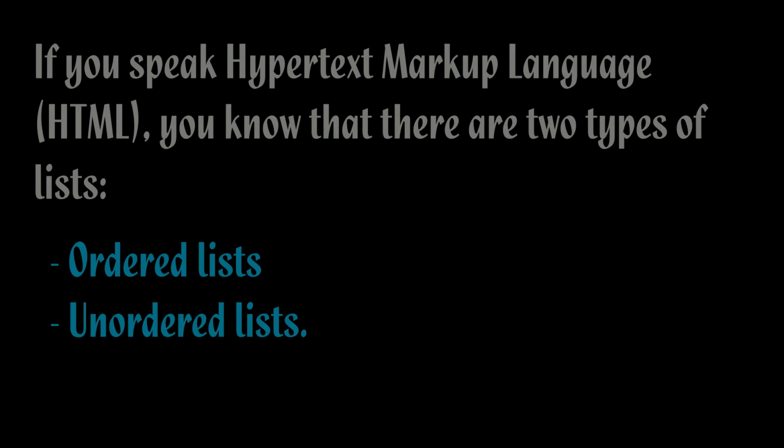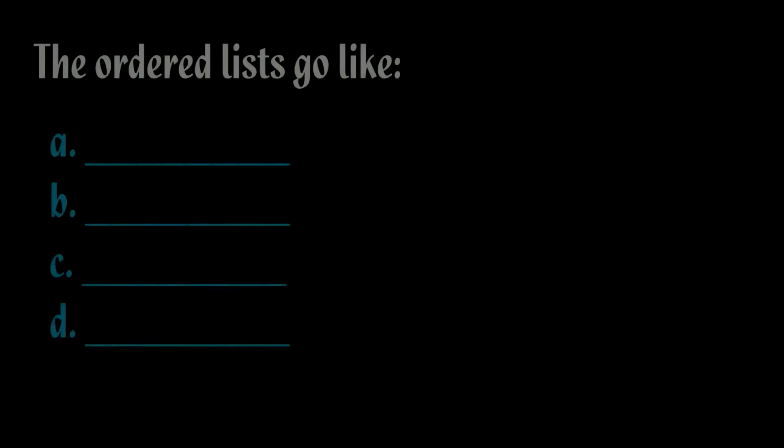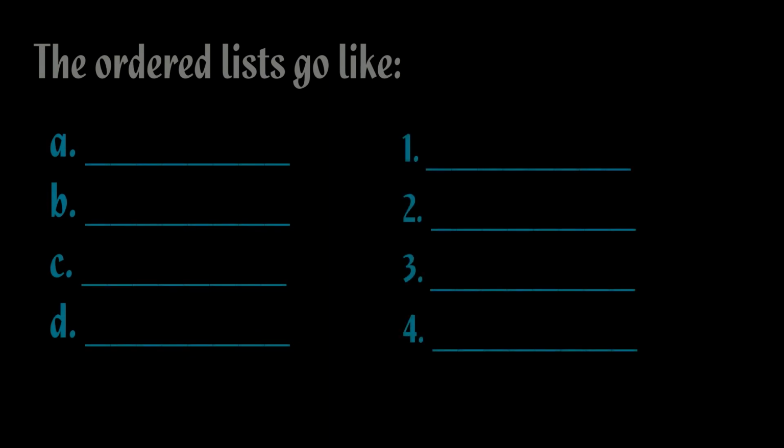Bulleted lists and numbered lists are not as good a taxonomy as you think, because so-called numbered lists can come in alphabetical form instead of numerical form. So, let us learn from the people who do better without repeating the outdated conventional wisdom. The ordered lists go like A, B, C, D, or 1, 2, 3, 4.